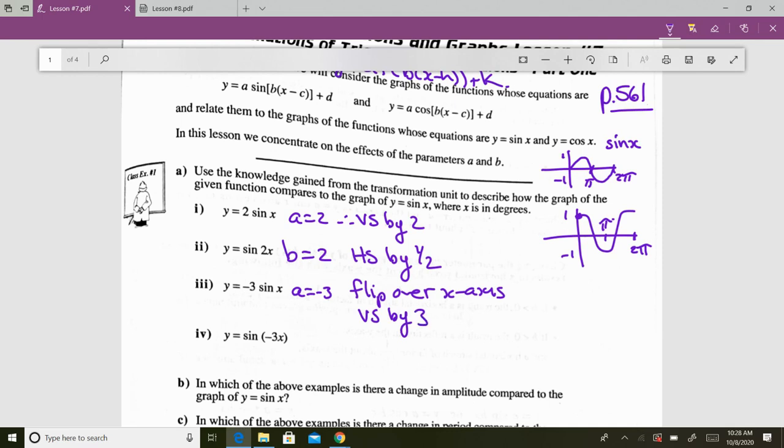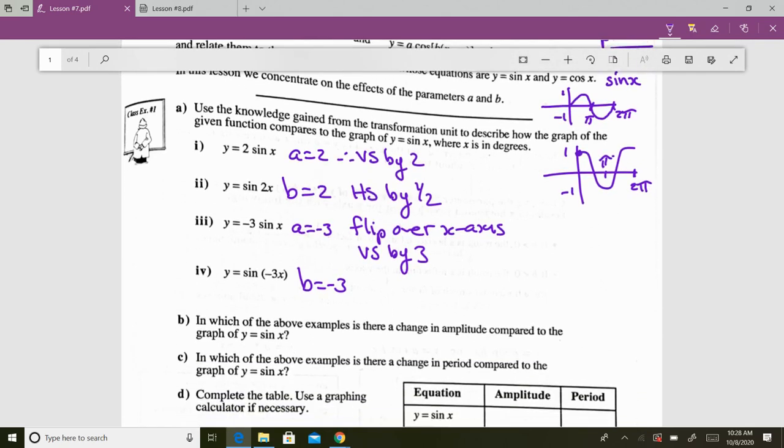All right, 4. The b value is -3, so what do we get? What happens? Flip over the y-axis, and a horizontal stretch by 1/3. So it has compressed it and flipped it.